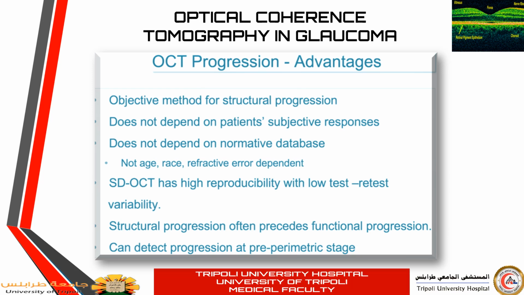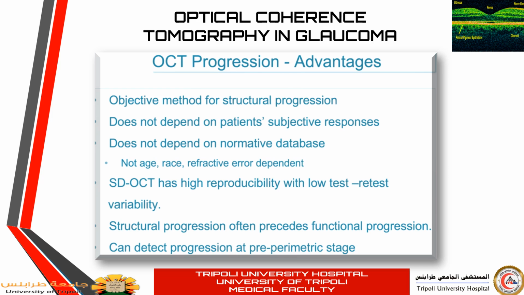So the spectral domain OCT has higher reproducibility with low test-retest variability. I mean that if you repeat the same OCT over a very short period of time, you will hardly find any test-retest variability, unlike the visual field. Sometimes you measure the visual field today and tomorrow, and you find a difference because it depends on the patient's mood, attention, and any coexisting factors. So the test-retest variability is high in automated perimetry. However, since OCT is an objective method of assessment, it is less variable and highly reproducible. So it is superior to functional assessment.